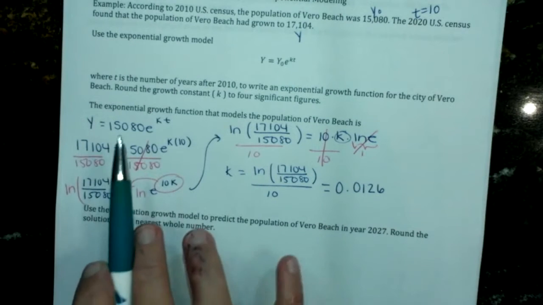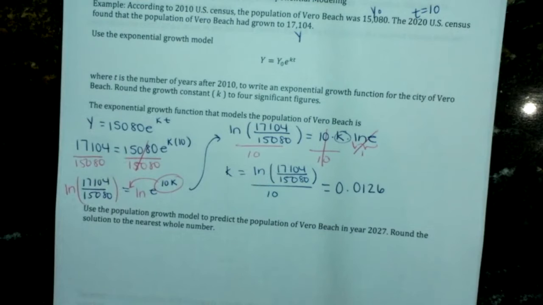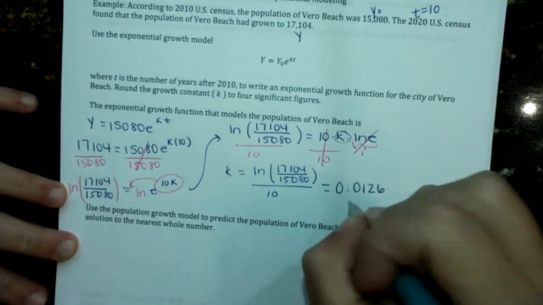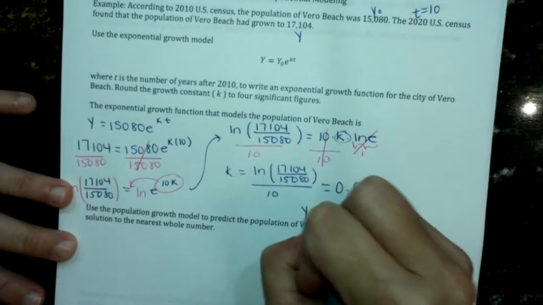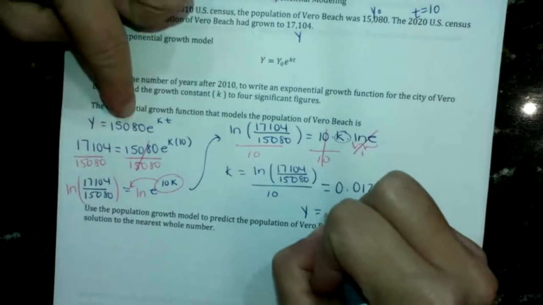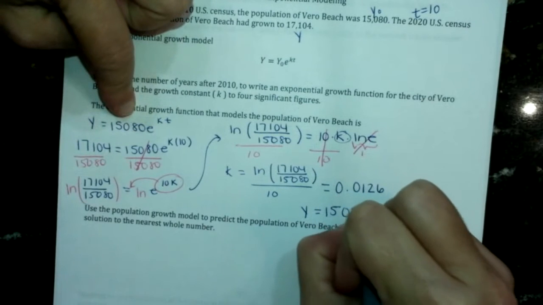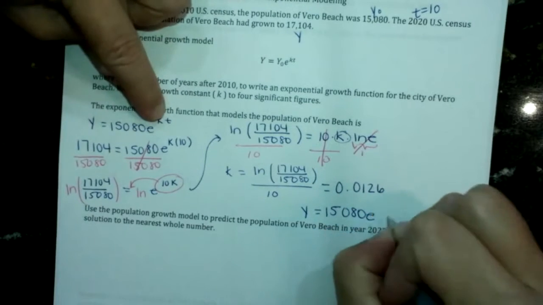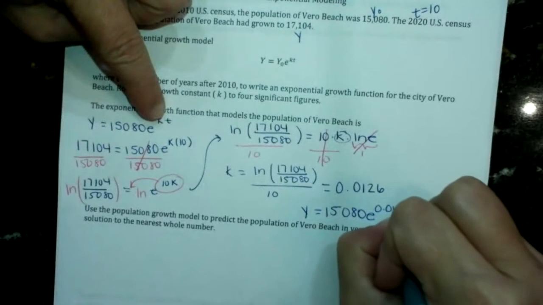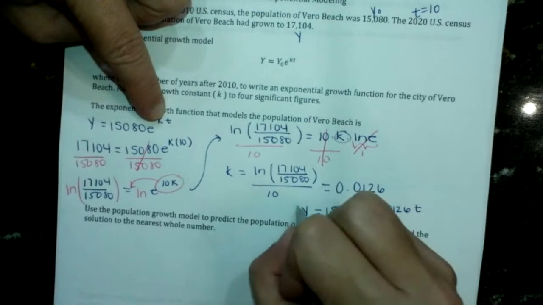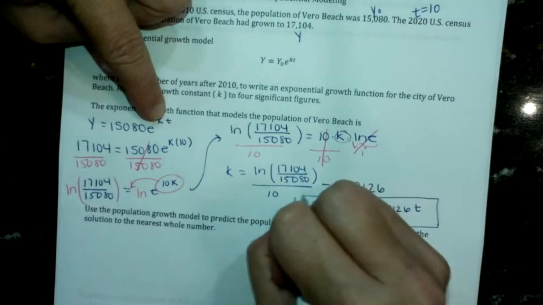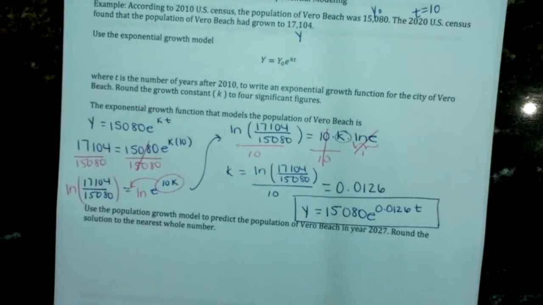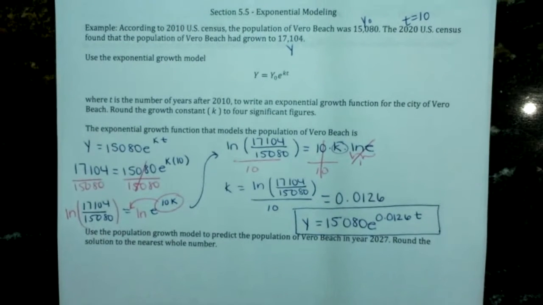And the question asks us to find the growth model. So our equation is y equals y sub 0, which we said was 15,080, e to the k, which is 0.0126 times t. Y and t are like x and y, so leave it like that. E is just our number. That's our final answer. Next it says use the population growth model. Let me give you a second to write that down.